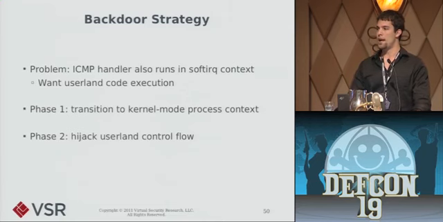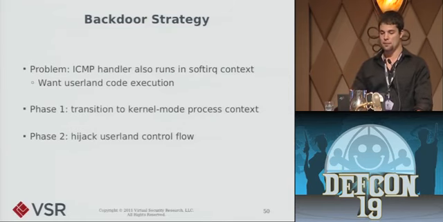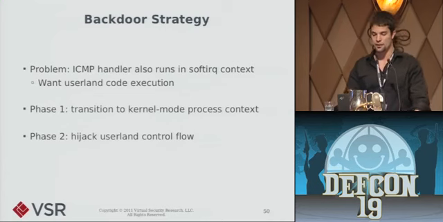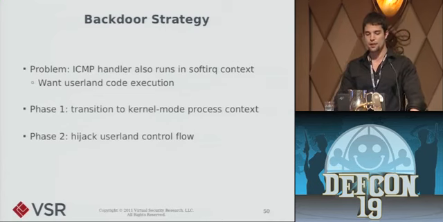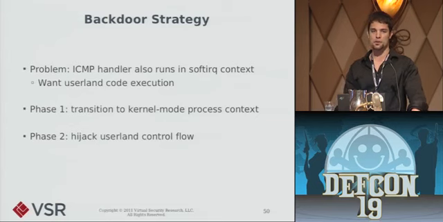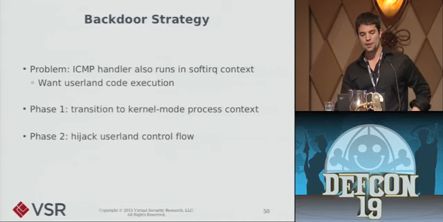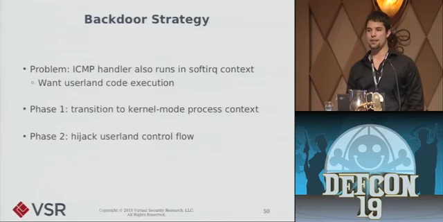So we need to develop a strategy for how we're going to actually make this happen. The problem here is the ICMP handler that we've hooked is also running in interrupt context. And we want to get to userland. We want to execute code in userland. So the first phase, we need to transition from interrupt context to kernel mode process context, where we're still running kernel code, but it now has a process associated with our execution. In the second phase, we want to hijack that process that's now associated with our execution and cause it to execute our userland payload.